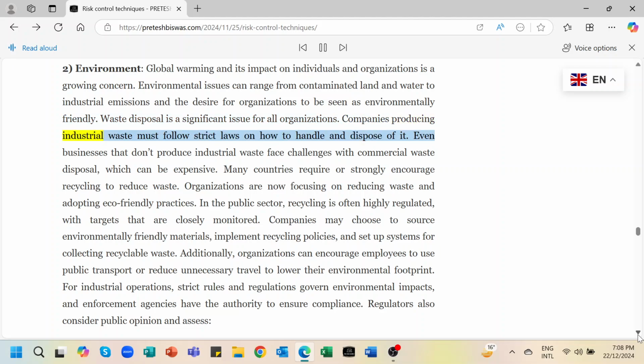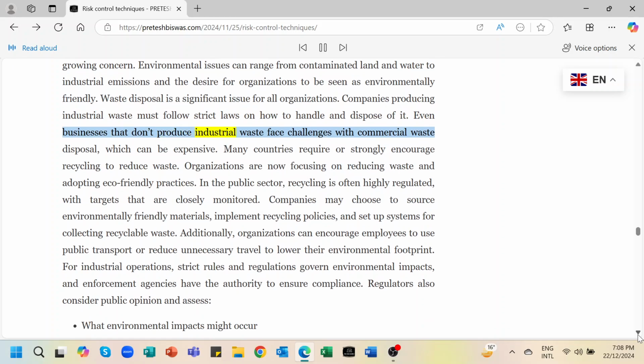Companies producing industrial waste must follow strict laws on how to handle and dispose of it. Even businesses that don't produce industrial waste face challenges with commercial waste disposal, which can be expensive. Many countries require or strongly encourage recycling to reduce waste. Organizations are now focusing on reducing waste and adopting eco-friendly practices.